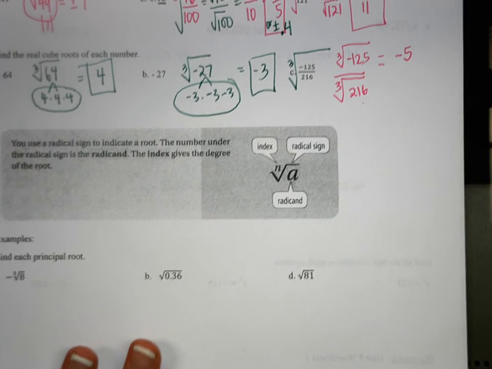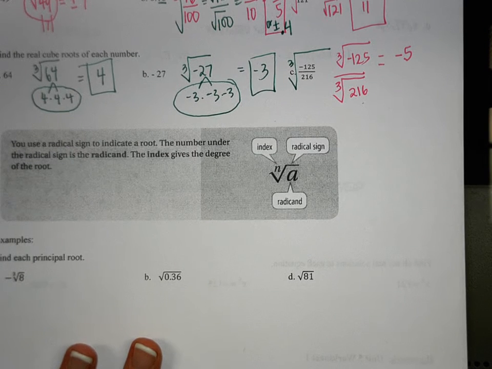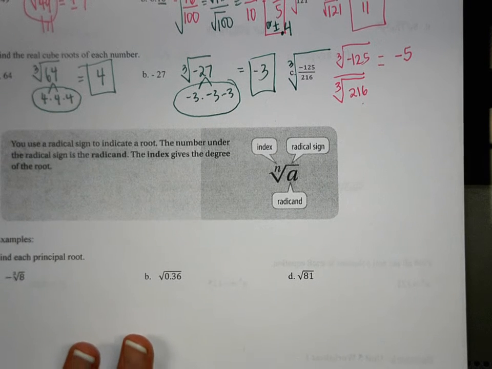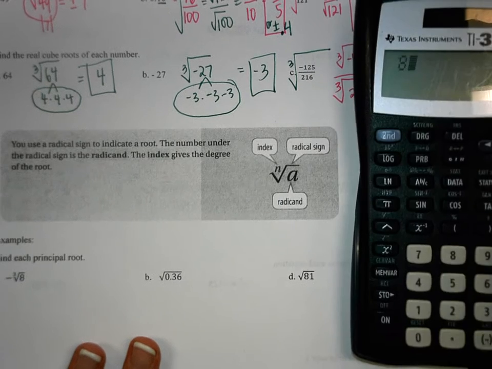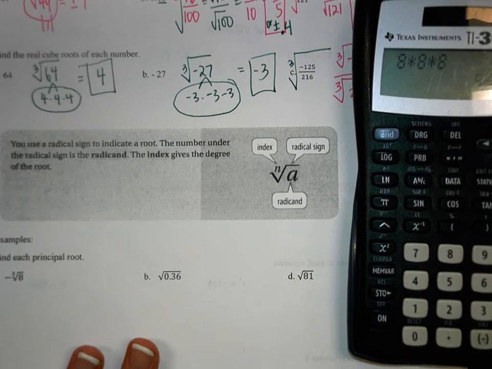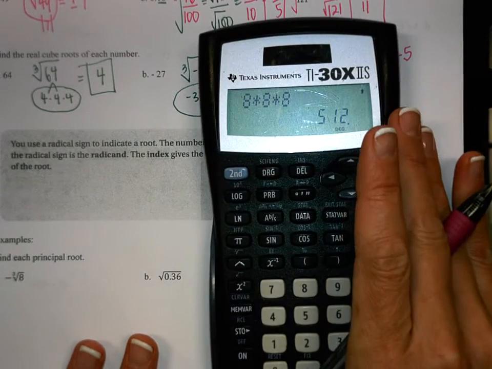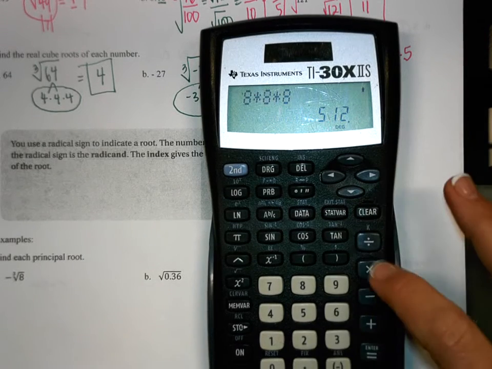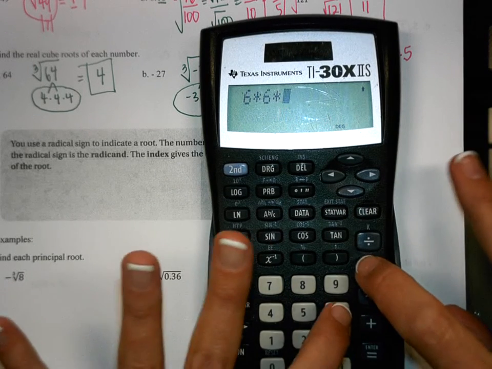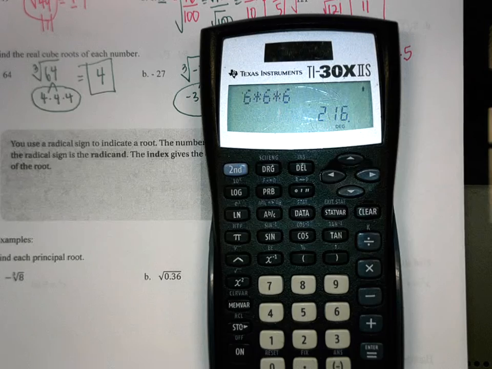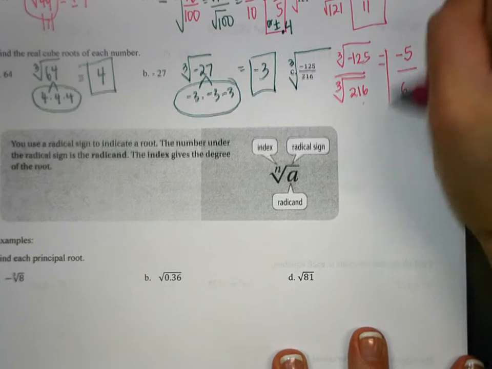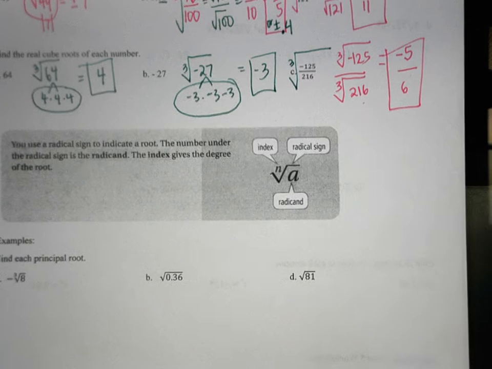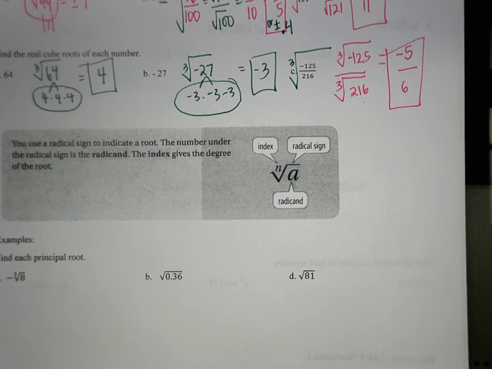216 is larger than 125. 8 would be a good guess, and you could multiply 8 out, and let's see. It's a good guess, it's larger, but 8 times 8 times 8 is 512. So too big. It was only like 1. 6 times 6 times 6 equals 216. Okay, so negative 5 over 6 is the correct answer.